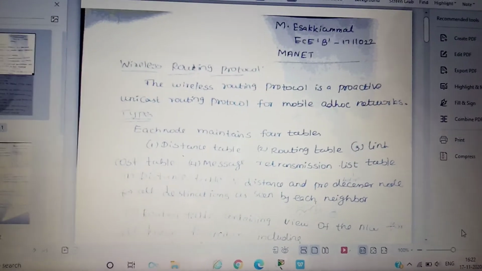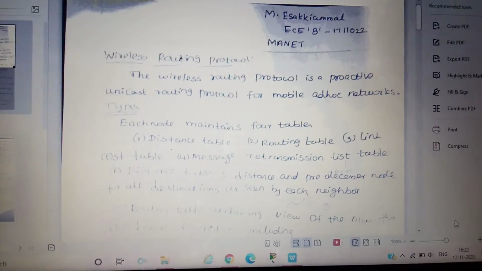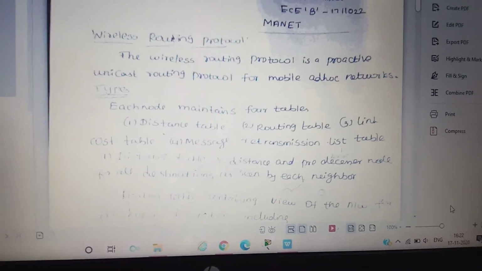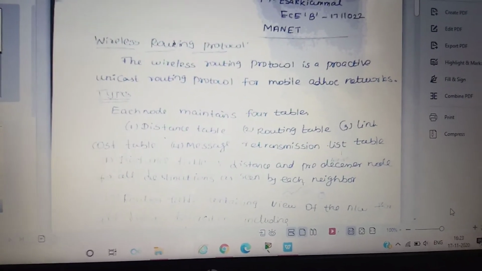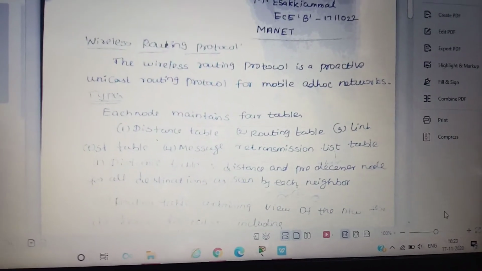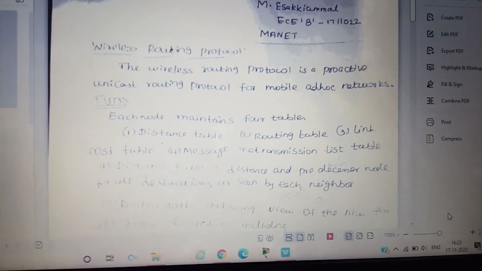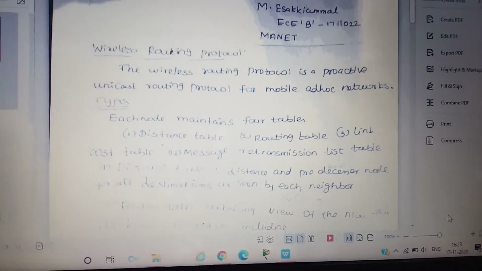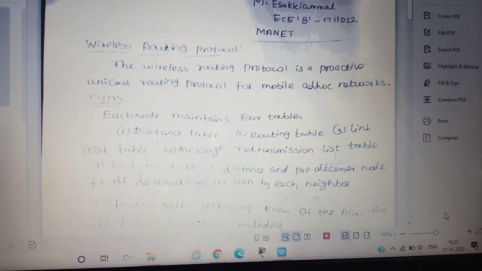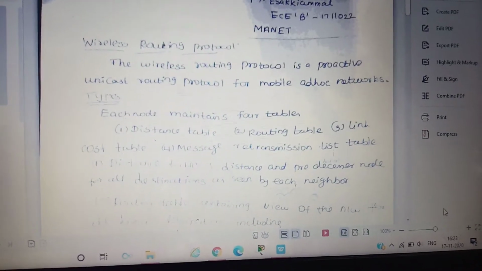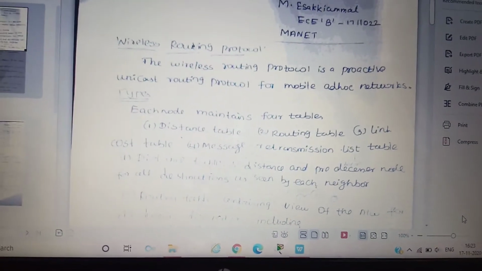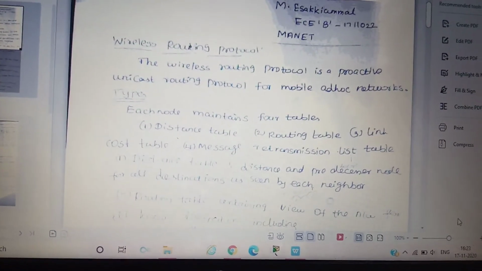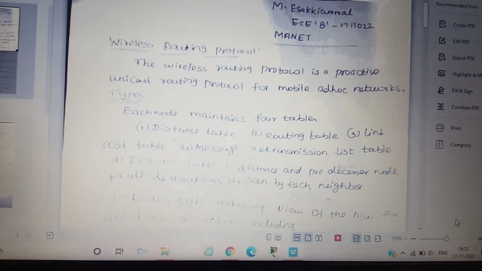Next, we will discuss the tables of wireless routing protocol. Each node maintains 4 tables. First is the distance table, second is the routing table, third is the link cost table, and fourth is the message retransmission list table. First, one by one, the definition of the distance table. The distance table means the distance and predecessor node for all destinations as seen by each neighbor.